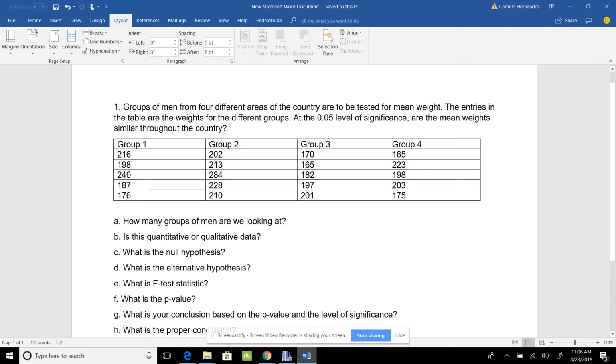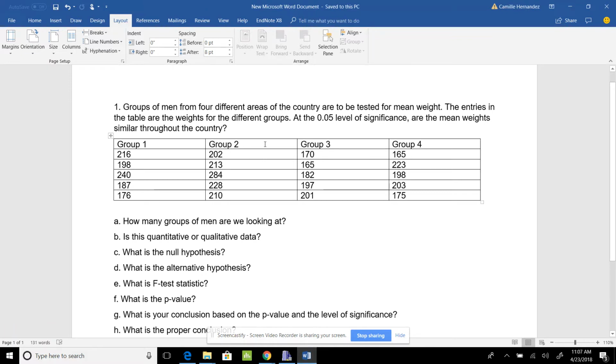So let's do a practice problem for Anova. Groups of men from 4 different areas of the country are to be tested for their mean weights. The entries in the tables are the weights for the different groups. At a 0.05 level of significance, are the mean weights similar throughout the country?